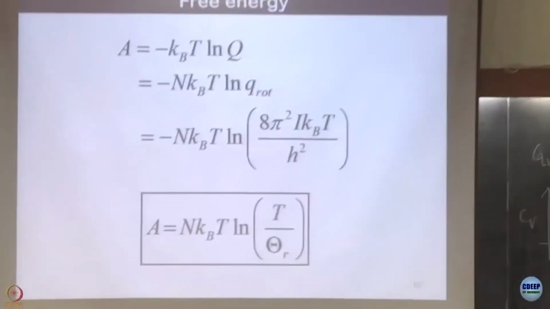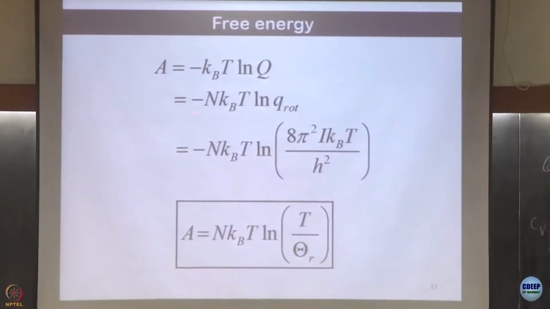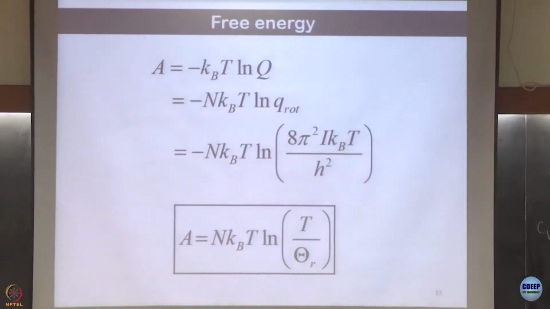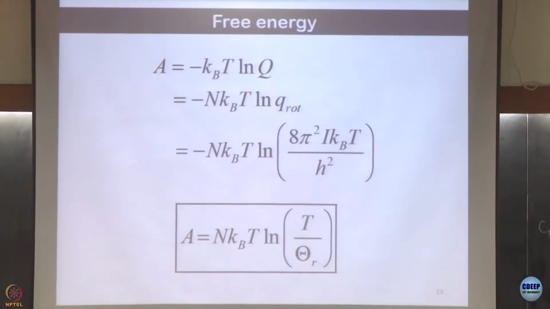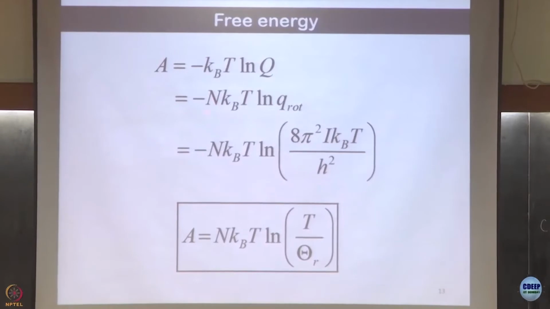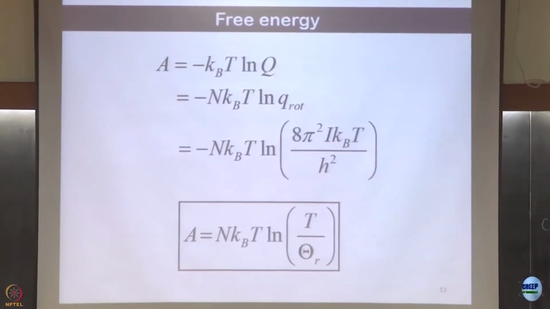Now, we go again and do the partition function, minus kBT ln q. Again, I have a bunch of rotators which are non-interacting. I have n kBT ln q rotation. Now, this q rotation is ln 8 pi square I kBT by a square.